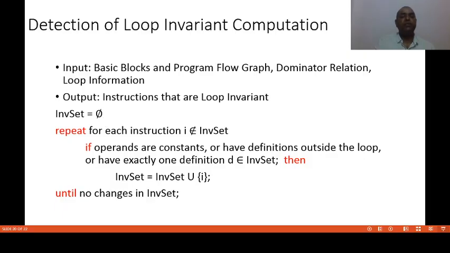Repeat for each instruction I not belonging to the environment set variable. If the operands are constant, or have definitions outside the loop, or have exactly one definition D that belongs to the environment set variable, then that I is added, or you can say it will be included, into the environment set. And this loop will go until there is no change in the environment set variable.